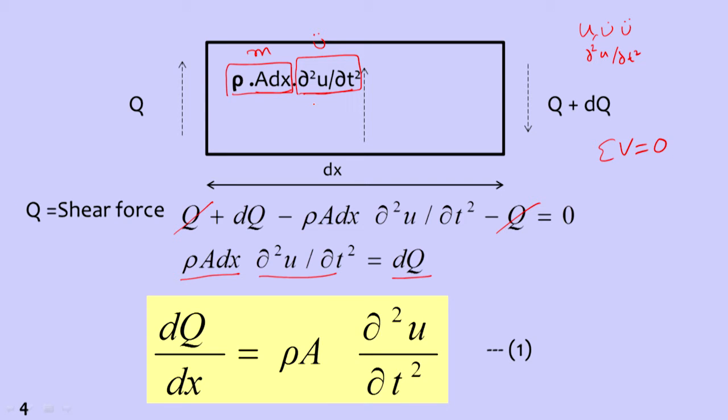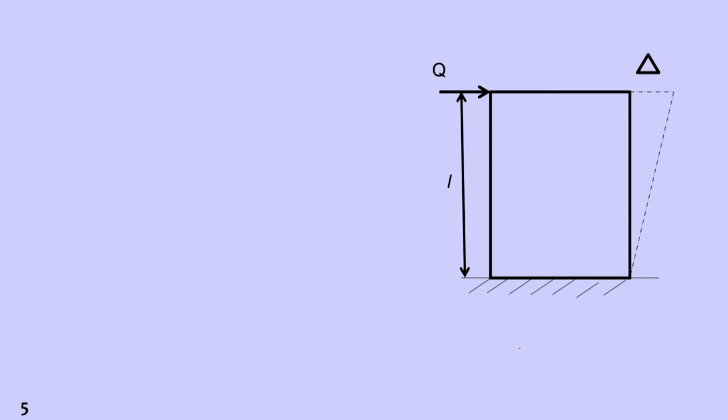Now, if we rewrite this, dx can go down, and dQ by dx is equal to rho A dou square u by dou t square. So this is equation number 1. Now let's take the shear relationship.